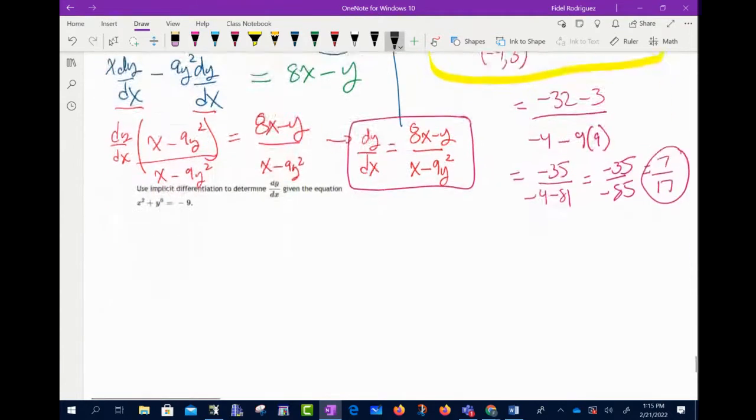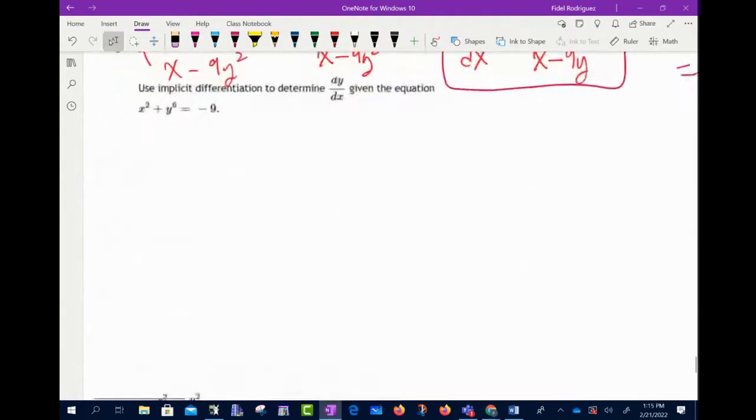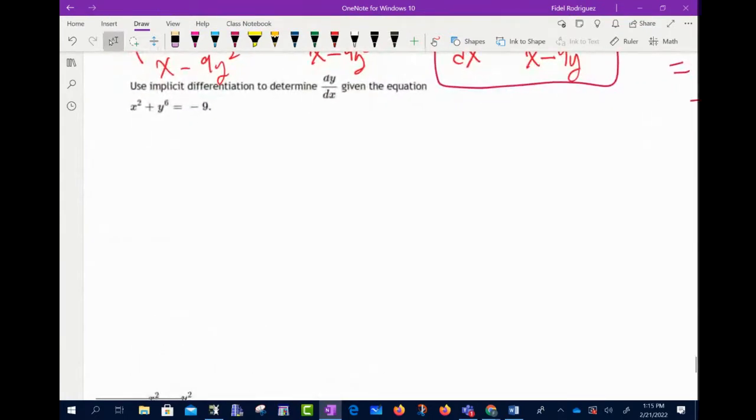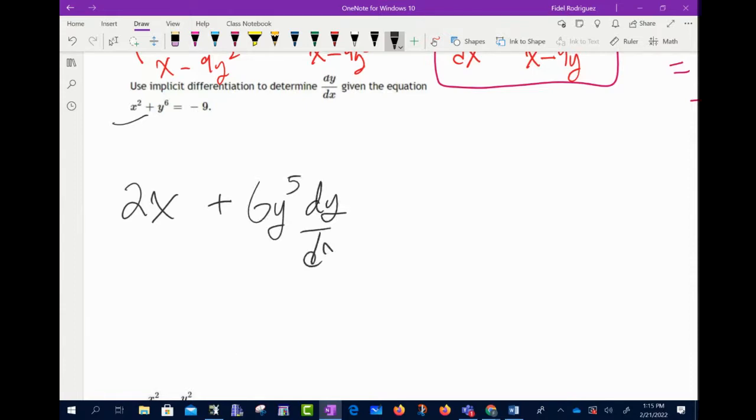Okay? So let's take a look here, y'all. We're going to do the same thing, same type of problem. Okay? We're going to go a piece at a time. What's the derivative of x squared? 2x. Okay? What is the derivative of y to the 6? There you go. And then what's the derivative of negative 9?